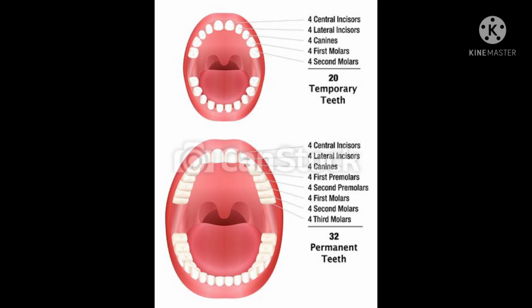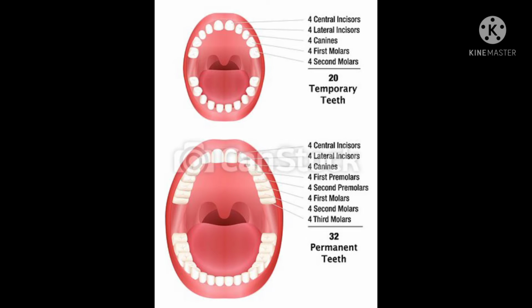Now let's jump into teeth and their functions. Human beings have two sets of teeth like you are seeing here. They are temporary teeth and permanent teeth. In temporary teeth, there are 4 central incisors, 4 lateral incisors, 4 canines, 4 first molars, 4 second molars. Totally, there are 20 temporary teeth.